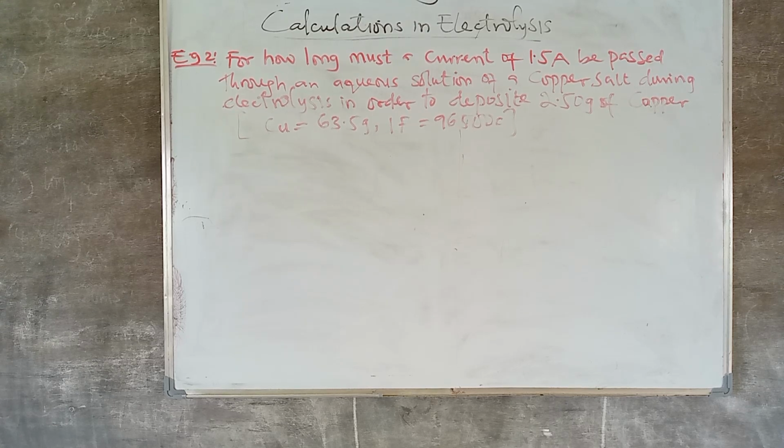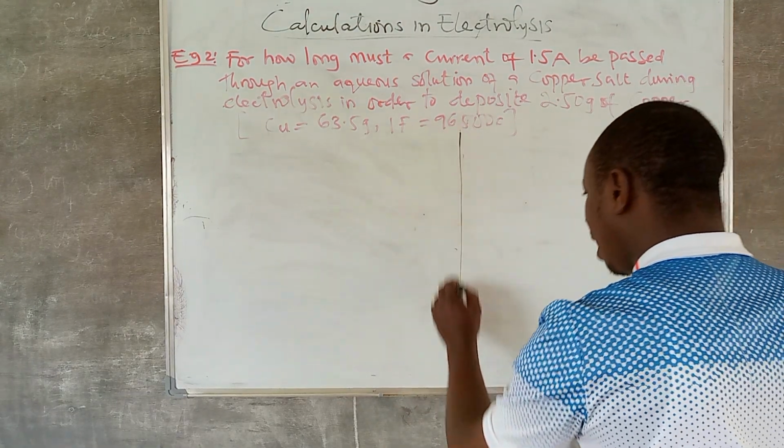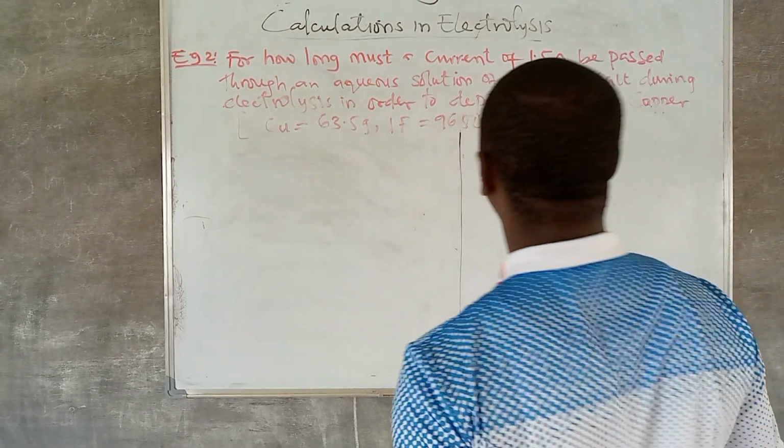Calculation 2 of electrolysis. For how long must a current of 1.5 amperes be passed through an aqueous solution of copper salt during electrolysis in order to deposit 2.5 grams of silver? Relative atomic masses are given there in the bracket, and 1 Faraday is equal to 96500. So if you watch this now, the bone of contention here is copper.